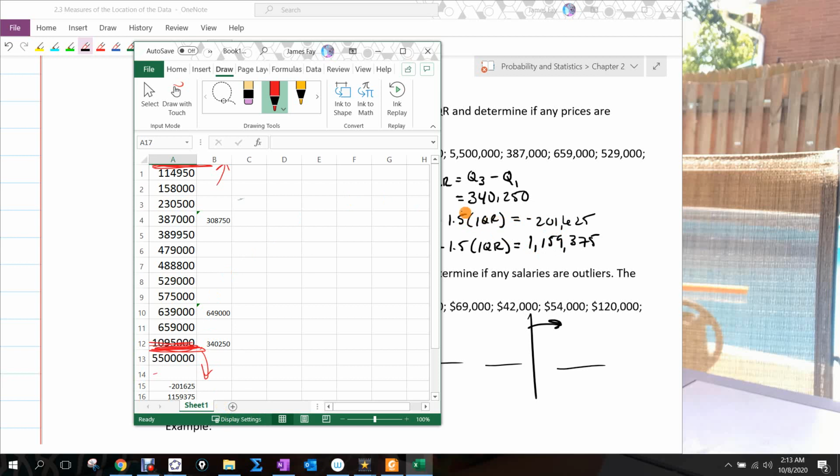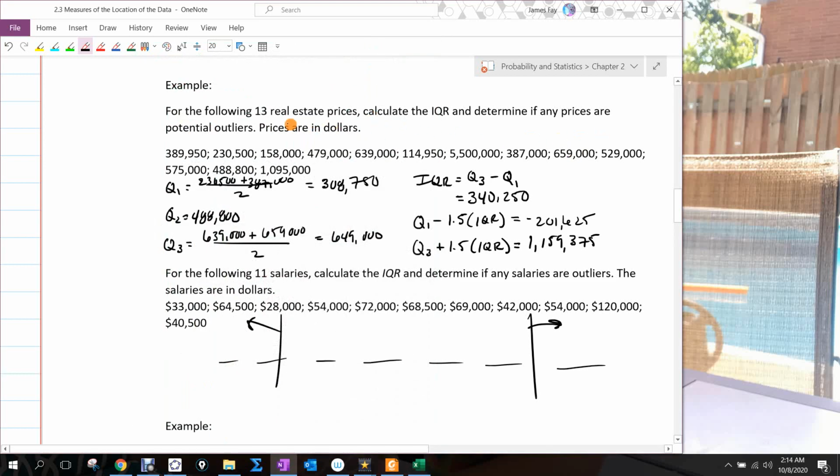So you see what these IQR times 1.5, either added to Q3 or removed from Q1, kind of breaks up your data and says all of this data here is normal. This is not normal. Anything over here would not be normal. So this 5 million number, what we're saying is it is an outlier.